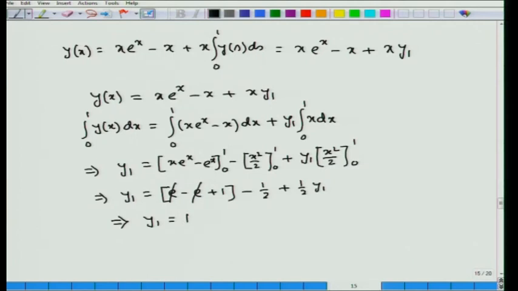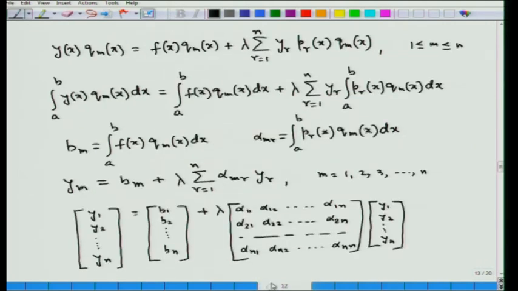So, with y 1 equal to 1, if you substitute in the first line, then we can find y x, that is y x equal to x e to the power x minus x plus x into 1. So, this is equal to x e to the power x. So, by calculating this y 1, we have obtained y x equal to x e to the power x as a solution.